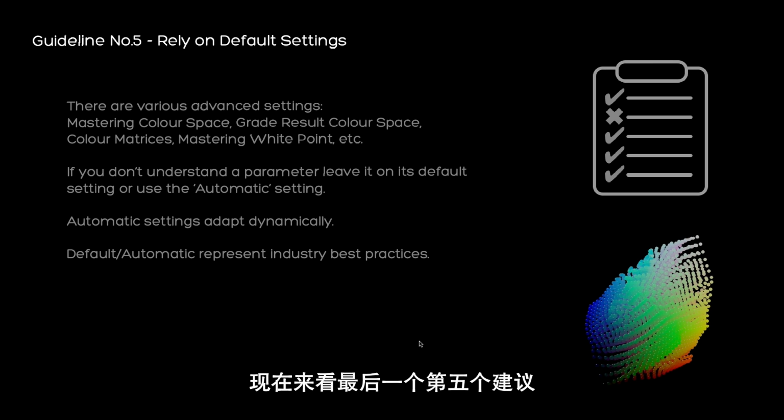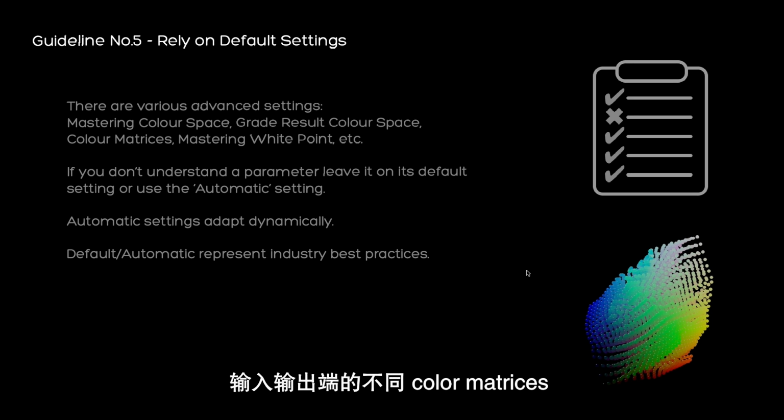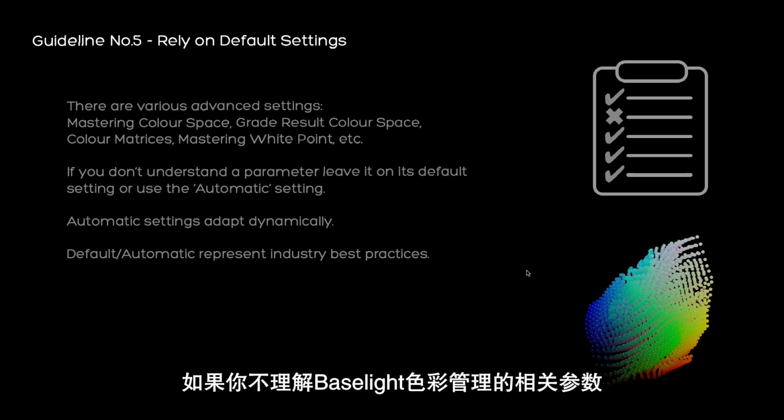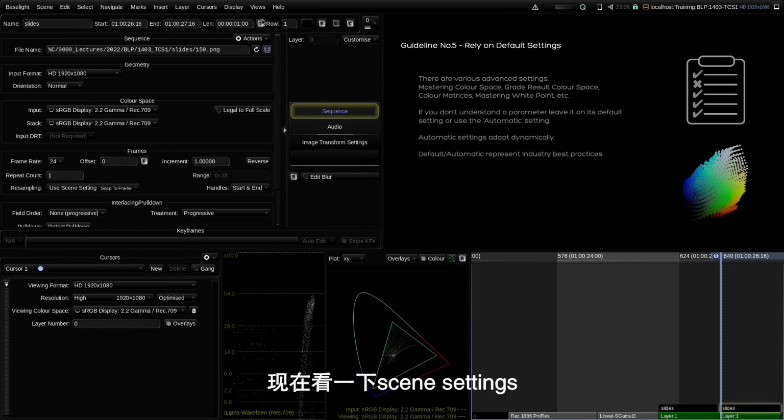Let's come to our last guideline, number 5, rely on default settings. There are various advanced settings that I haven't covered today. The mastering color space, grade result color space, several color matrices on the input side and output side, the mastering white point, etc. There are a few more options. If you don't understand a parameter in Baselight in the color management, it's best to leave it on its default setting or leave it on an automatic setting if that is available. Let's have a quick look at the scene settings.